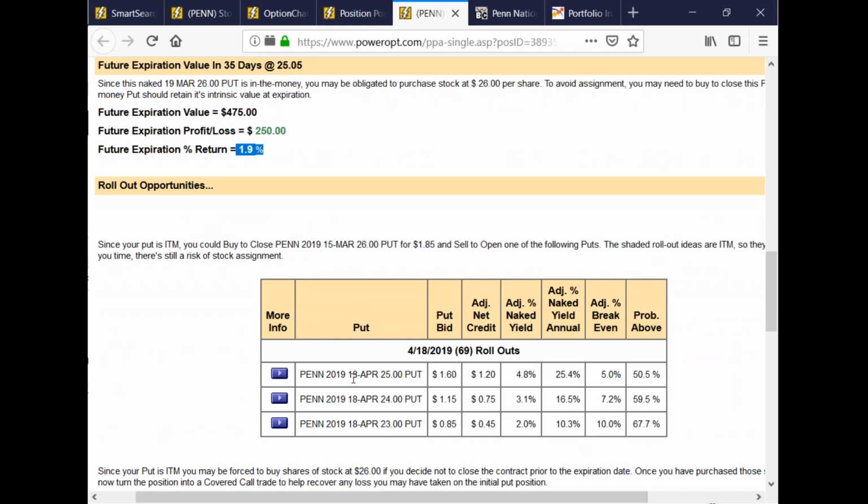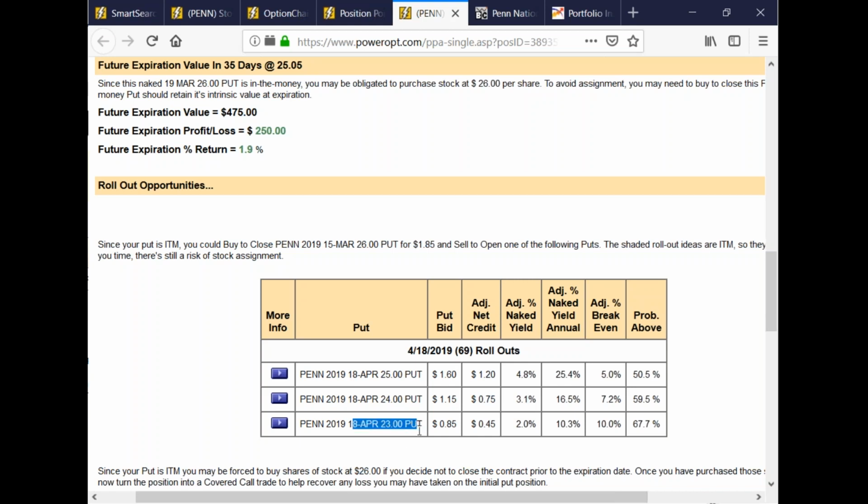But now here it does show me rollout opportunities. We know that it's going to cost us $1.85 to buy back our current put. Remember, we collected $1.45 for it, so at a 40-cent loss. But I could go to the April 24 for $1.15. It still gives me a positive net credit of 75 cents, or 3.1%.